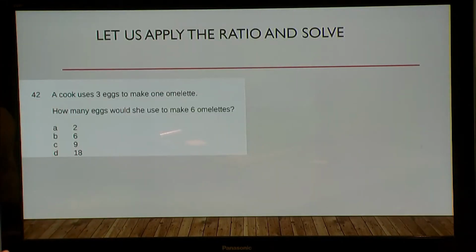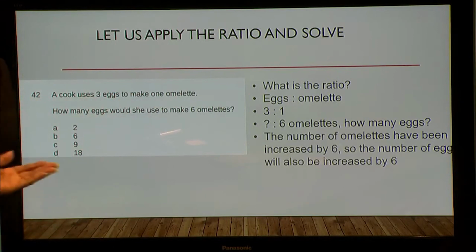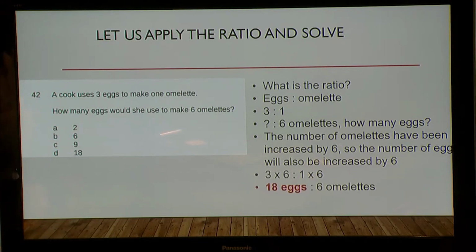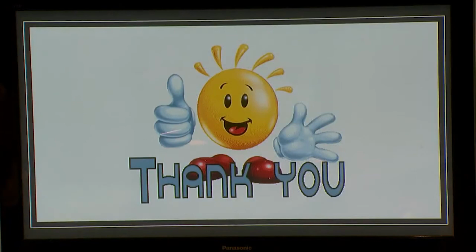And our last question of the afternoon: you're making omelets. If you require 3 eggs to make an omelet and you want to make 6 omelets, how many eggs do you need? So we equate again, we find 2 ratios. To get from 1 to 6, we would multiply. So 6 times 1 is 6, 6 times 3 is 18. So if you're doing 6 omelets, that would be 18 eggs. Awesome job, guys. Option D. Thank you so very much.